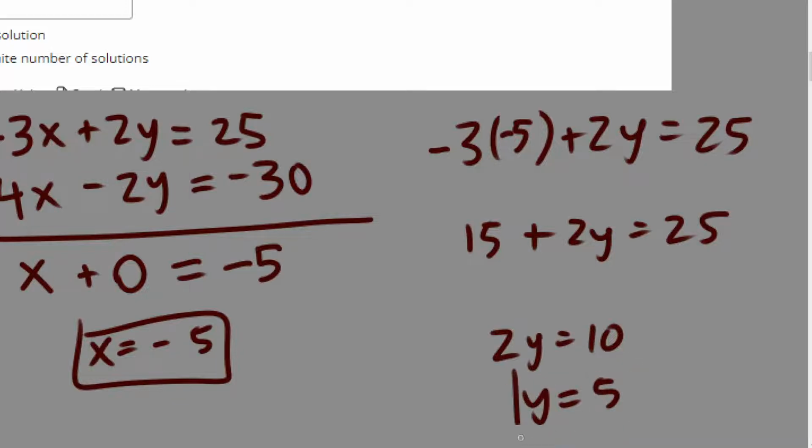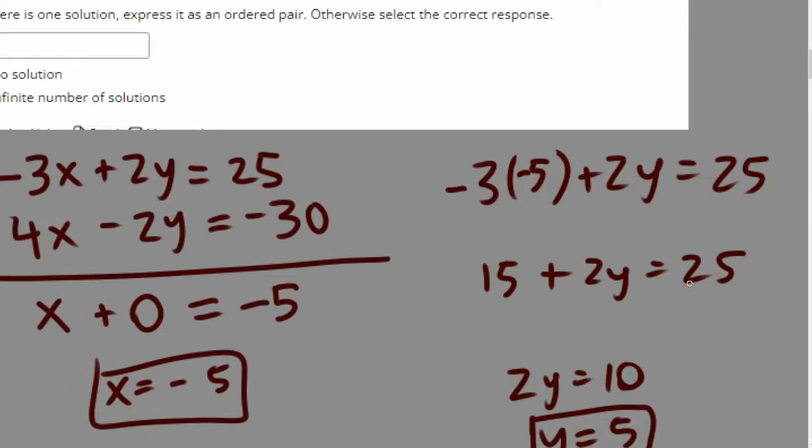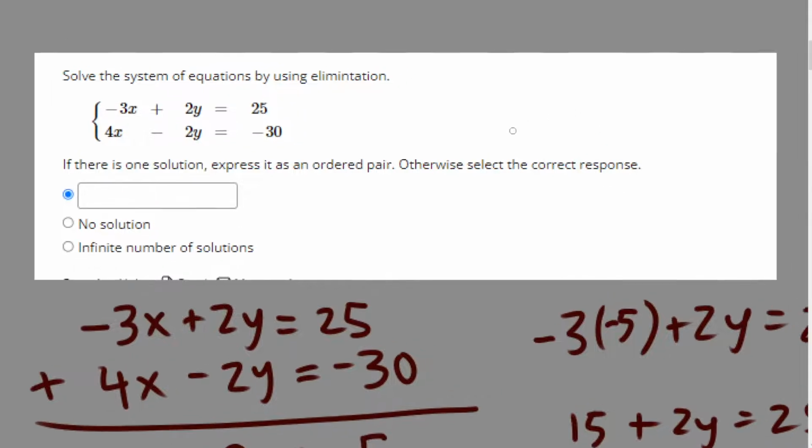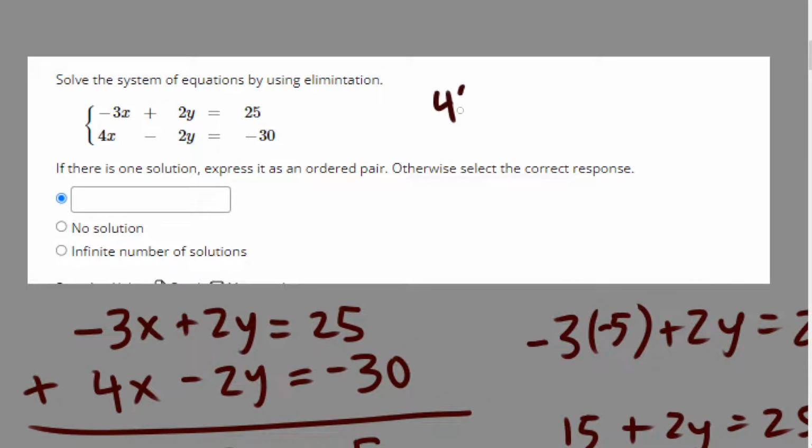Plugging stuff back in is a really good way of figuring out if you made a mistake somewhere. And during systems of equations, especially when we get into solving systems of 3 equations, it's really important to make sure that you didn't make any mistakes, because it's really easy to make a little minor math mistake like that. So we have 4 times negative 5 minus 2 times 5 equals negative 30.